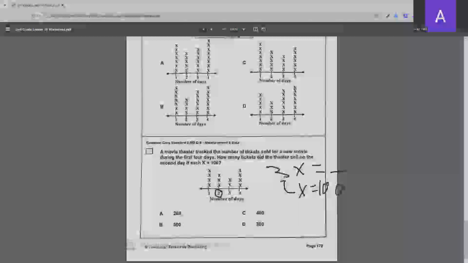So to get from X to 3X, we multiply by 3. And like earlier, we do it on both sides. So we multiply 100 by 3 to get 300, which is D. And that's all we're going to do for today.